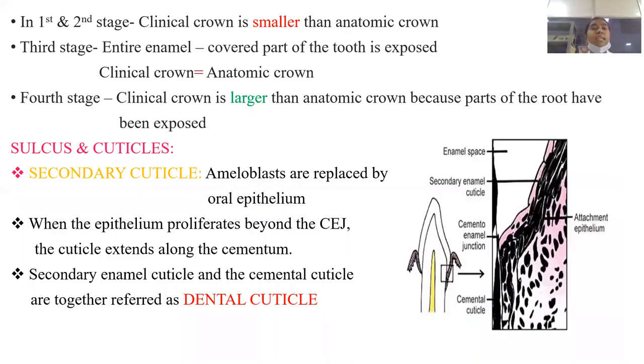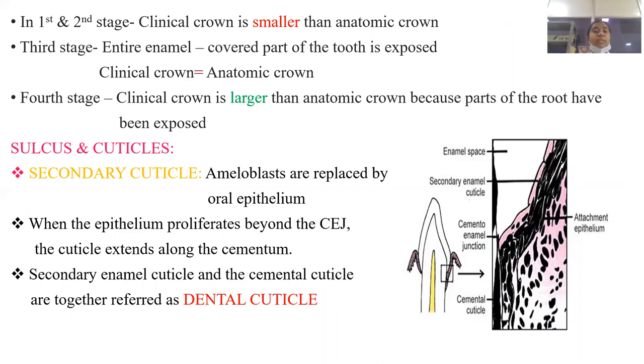So in the first and second stage of shift of dentogingival junction, the clinical crown is smaller than the anatomic crown. Third stage, the entire enamel covered part of the tooth is exposed. Next, clinical crown is equal to anatomic crown. Fourth stage, clinical crown is larger than the anatomic crown because parts of the root have been exposed.